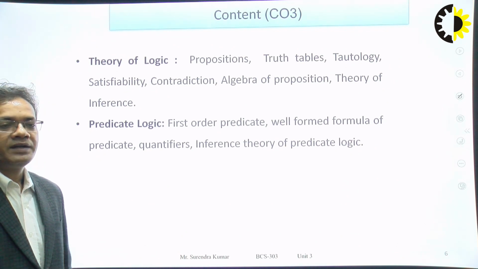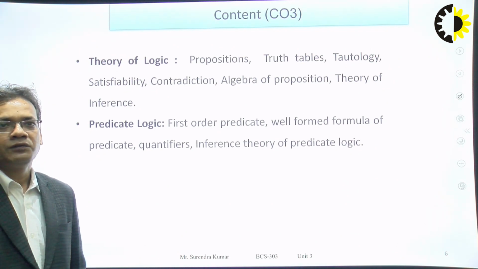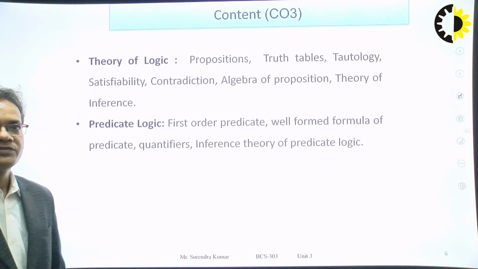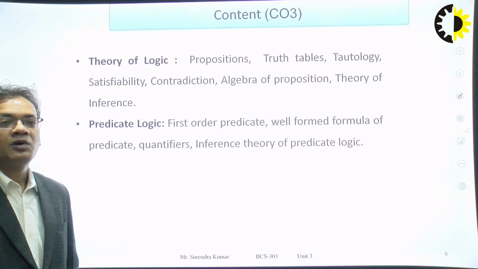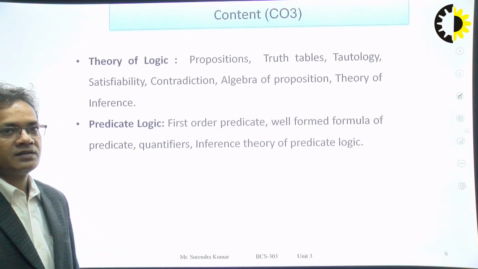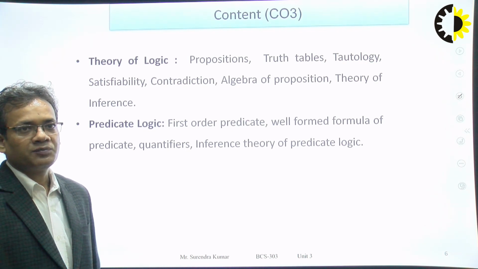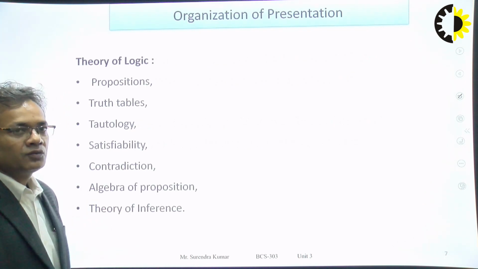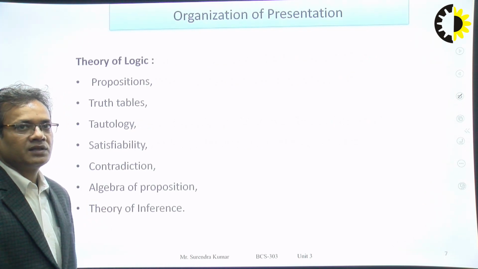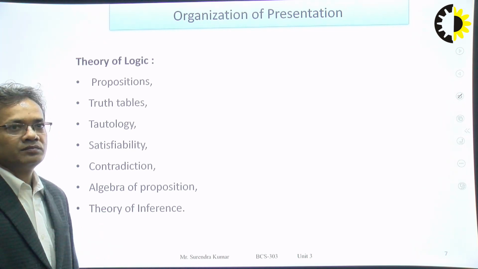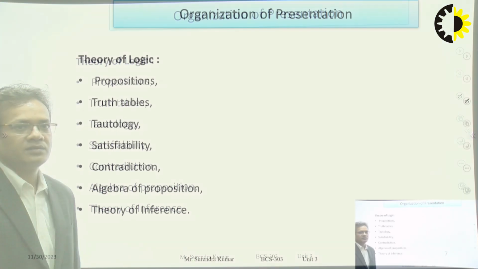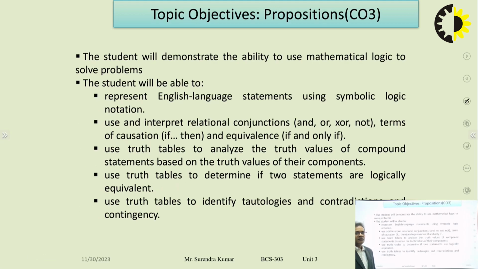Now, if we talk about the content, the theory of logic contains propositions, truth table, tautologies, satisfiability, contradiction, algebra of propositions, theory of inference, and next is predicate logic, that is, first order predicate logic. Today's presentation is organized in these topics: proposition, truth table, tautology, satisfiability, contradiction, algebra of propositions, and theory of inference. Now we start these topics one by one.